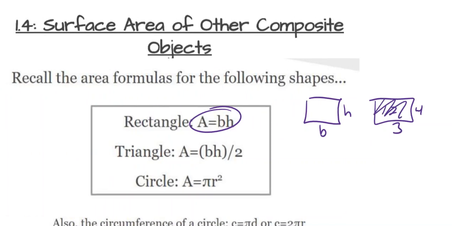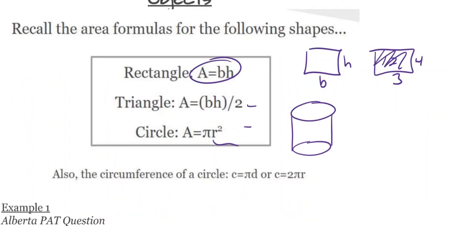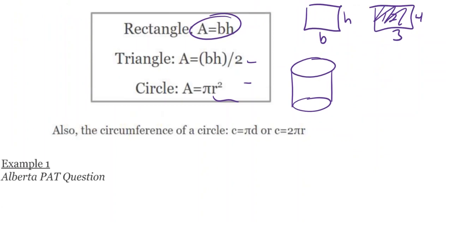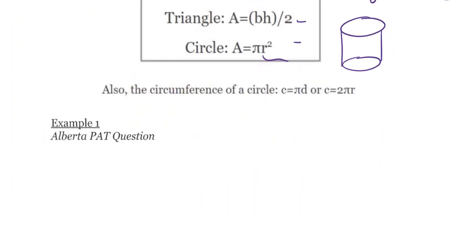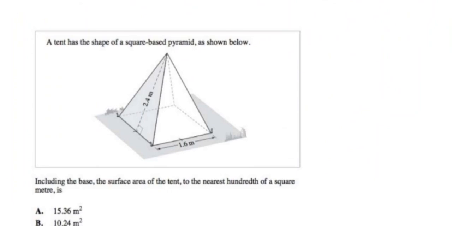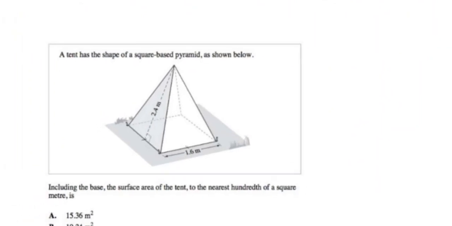Okay, so now with other composite objects, we're going to be dealing with triangles and circles and 3D versions too. So in a second with the circles, we're going to have cylinders, right? Two circles and then the side on it. Let's just get into some questions. So let's go down to this one. This one's going to be very similar to questions we've done in the past already.